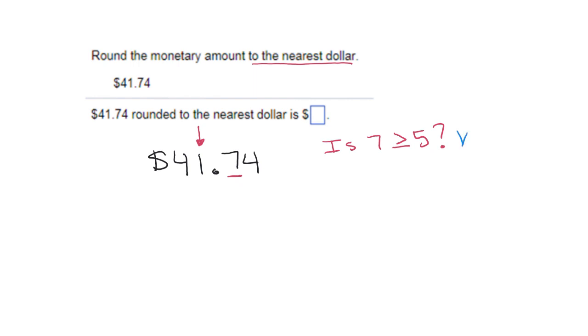And the answer, yes, it is. So that means I will add a 1 to the place value. Whoops. Get that fixed a little bit. There we go. And then we're going to do our rewrite. So this becomes 42. And what follows afterwards drops away. So this is $42, the number rounded to the nearest dollar.